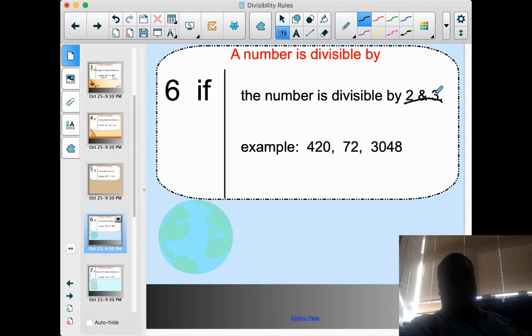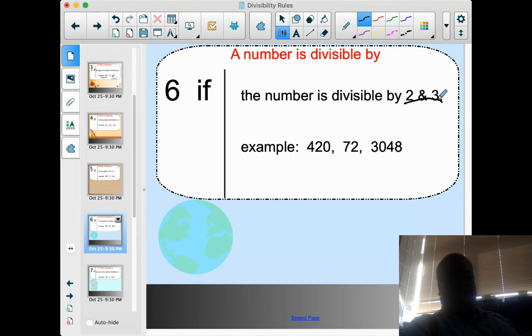If it passes both of these tests, that means it's divisible by 6. Okay? So if I look at 420, first I have to see if it's divisible by 2. To see if that's the case, I look at the last digit. The last digit is a 0, which is an even number. So yes, that is divisible by 2.